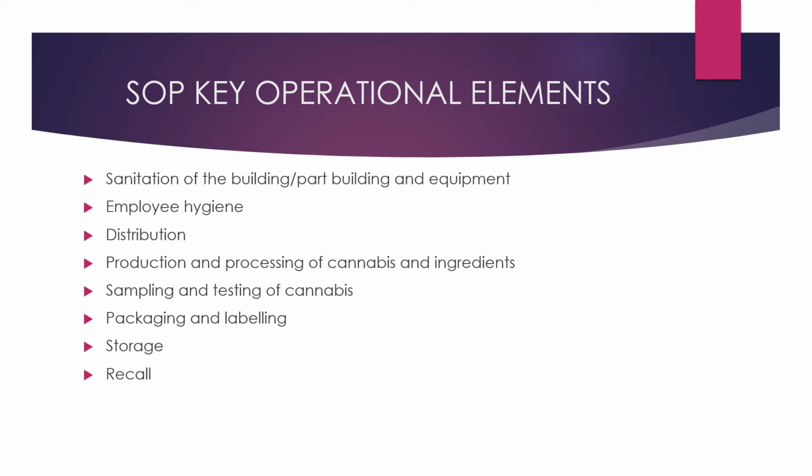trimming, thinning, pruning, lollipopping, adding nutrients, fertilizers, pest control products, harvesting, drying, curing, burping, extracting, processing, encapsulating, and other discrete unit production, producing edible cannabis or an ingredient used in its making, sampling and testing of cannabis, packaging and labeling for bulk cannabis, samples, immediate containers, discrete units, storage for bulk cannabis ingredients, quarantined product, product on hold, product that's recalled, product that's approved for sale, product in transit, and product destined for destruction. It's important that your SOPs cover all these key operational elements and more.